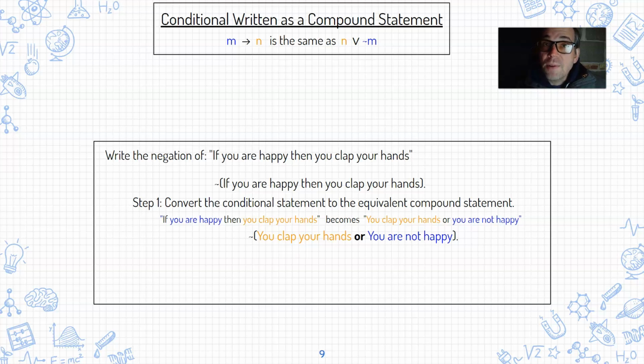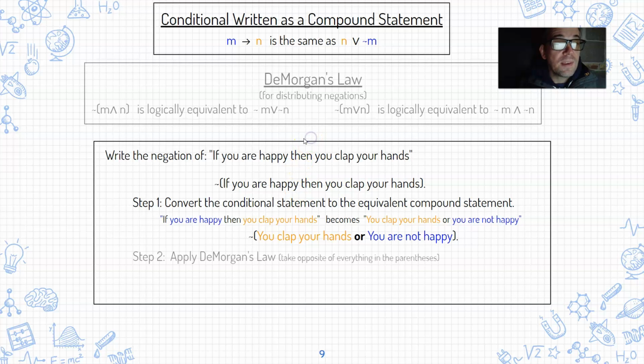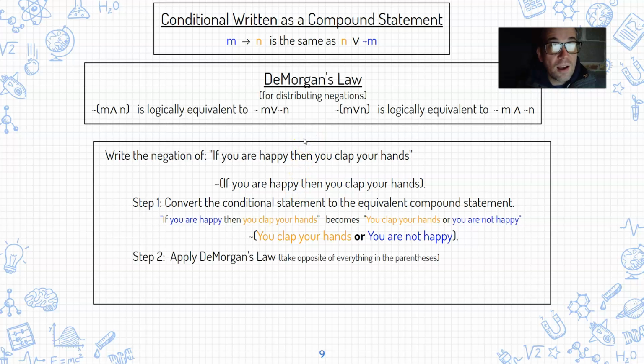The reason why the compound statement is better is because we had this awesome thing from a couple times ago called De Morgan's Law that says if you want to negate a compound statement, then you just take everything in that statement and you flip it around. Ands become ors, and whatever the statement was becomes the opposite of what it was moments ago. So I would basically just take this orange statement, you clap your hands, negate that. The or becomes and, and the blue becomes the opposite of what it currently is. To give us the opposite of this would be you did not clap your hands and you are happy.